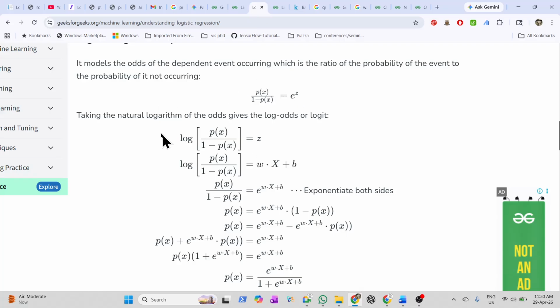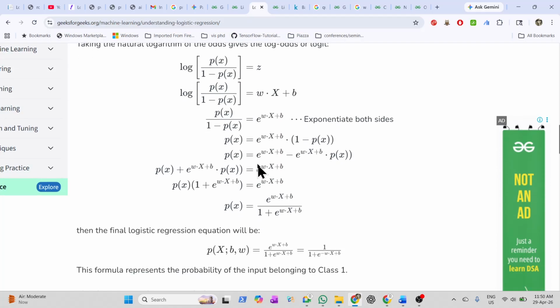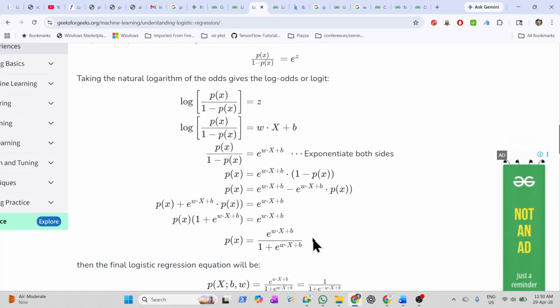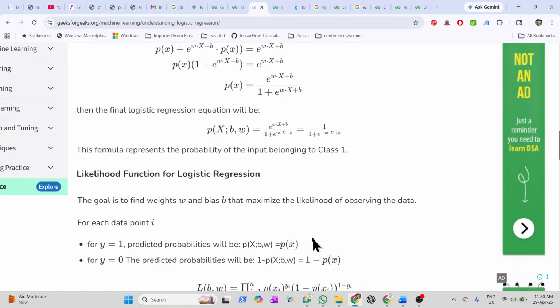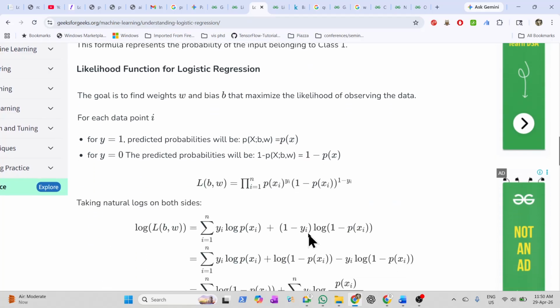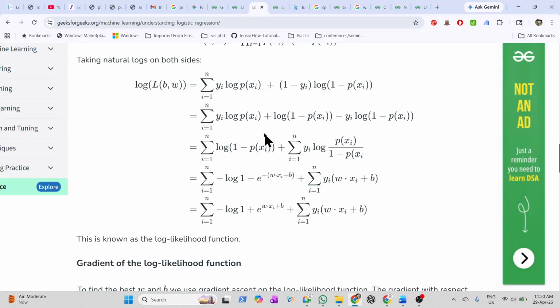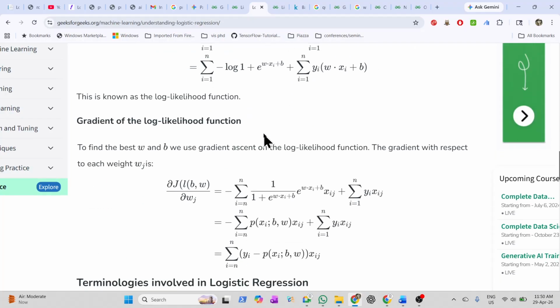Okay, this is using the natural logarithm. We are obtaining this logistic regression equation, which is the sigmoid function. It is very obvious, very clear. You go through it. If you don't understand, then we will look at it.